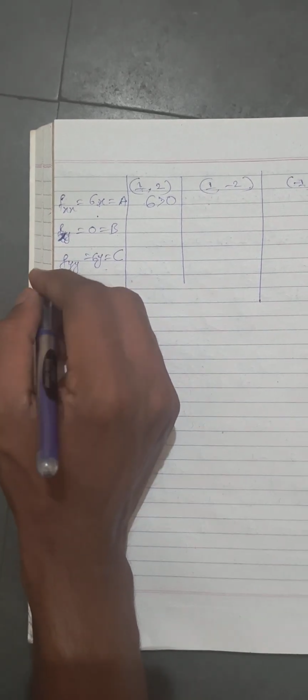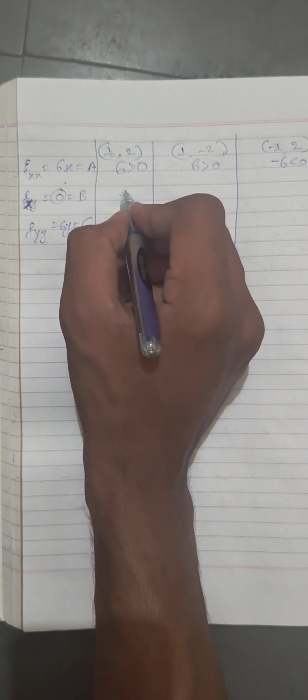So now, after considering the stationary points, substitute these points into the A value. What is the value of A when x is equals to 1? Here we have 6x, so 6 into, what is the value of x at this point? 1. So 6 into 1 is 6. Whether it is greater than 0 or less than 0, that is obviously greater than 0. Here also this one is greater than 0. This one is minus 6, that is less than 0. Minus 6, that is less than 0. Similarly B value is already 0, so there is no need to find the value. Therefore it is 0 in all the cases.